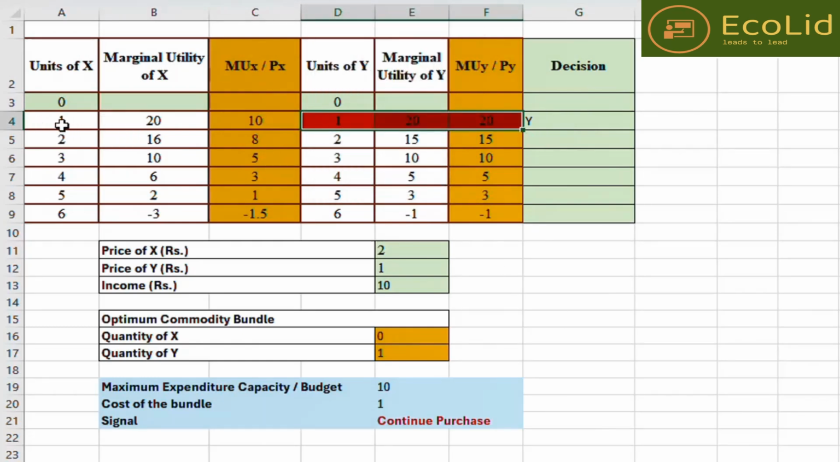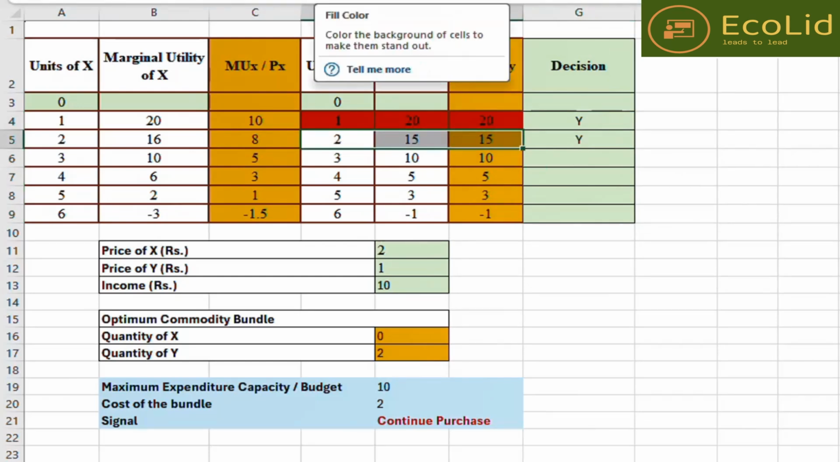Now we will compare the second unit of y with the first unit of x. What are the marginal utilities after adjusting the price? For the first unit it is 10. For the second unit of y it is 15. So again the consumer will decide to buy the second unit of y. So we will write in the decision y. Here we have written y. So the second unit of y has already been purchased.